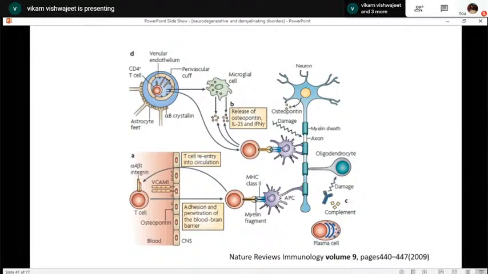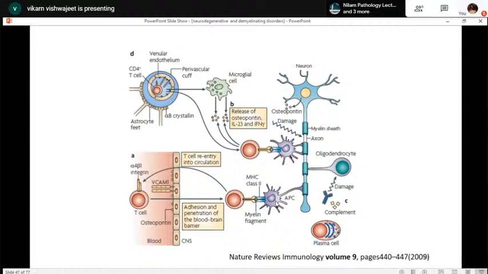So different cell types have a role in the pathogenesis of multiple sclerosis. Initially, the T cells express alpha-4 beta-1 integrin, and they bind to the ligands which are expressed on the endothelial cells, VCAM-1 and osteopontin. So vascular cell adhesion molecule 1 and osteopontin are expressed on the endothelial cell. These T cells bind to them and then undergo diapedesis and traverse the perivascular cuff and enter the extracellular matrix before gaining entrance into the central nervous system.